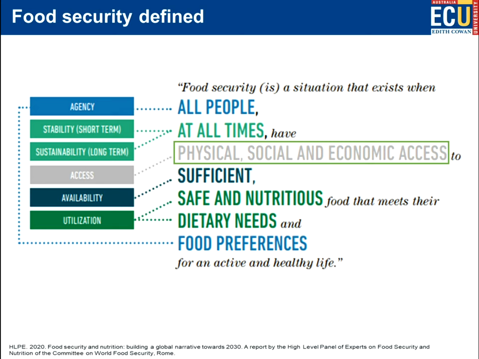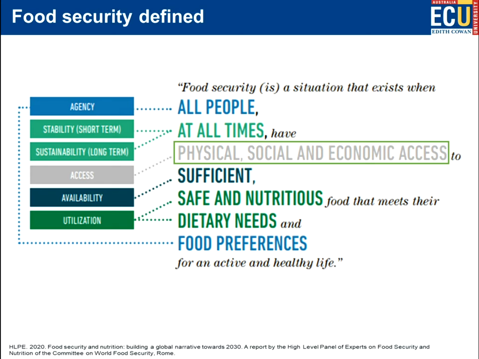We know that the Food and Agricultural Organization of the United Nations focuses on physical, social, and economic access to food. And that food needs to be in sufficient quantities, it needs to be safe so that it is not mouldy or poisonous to people, and it needs to meet their dietary needs. So that means it's nutritious, there's a variety of nutritious food, and really importantly, it meets their food preferences.